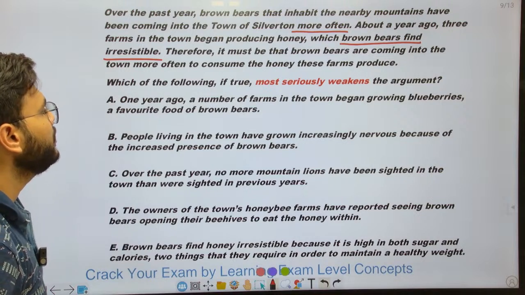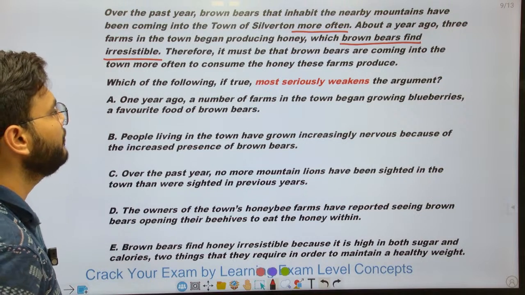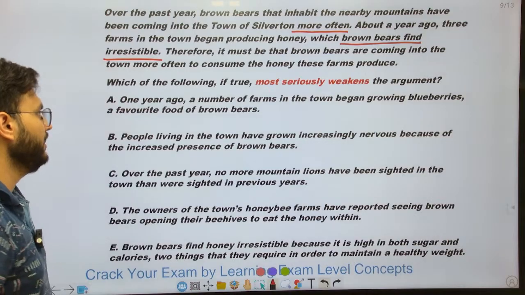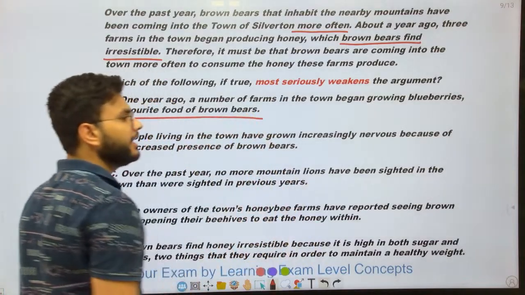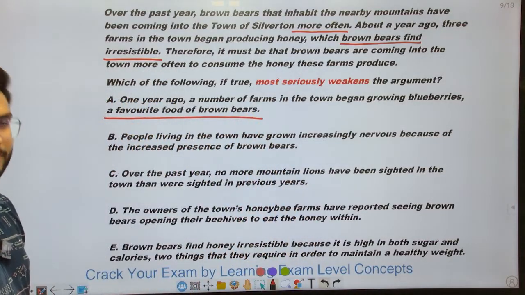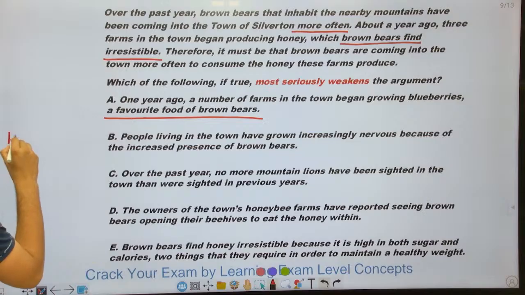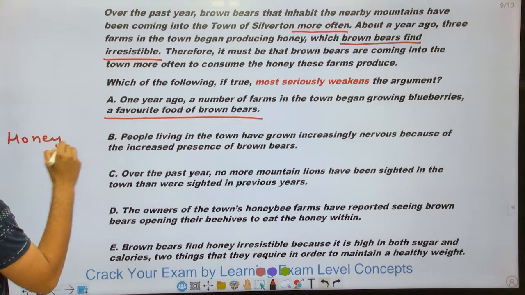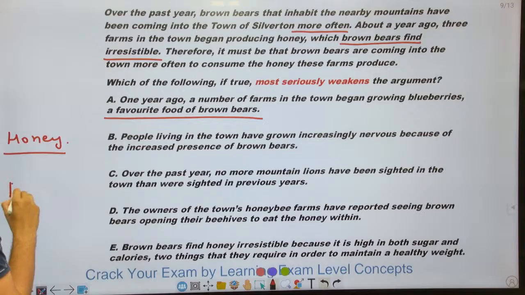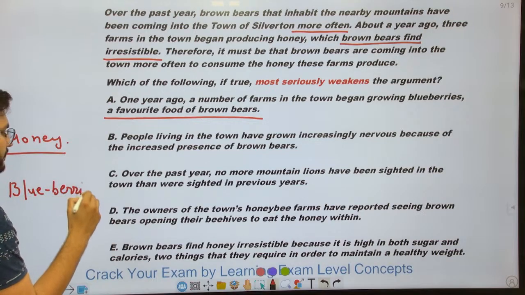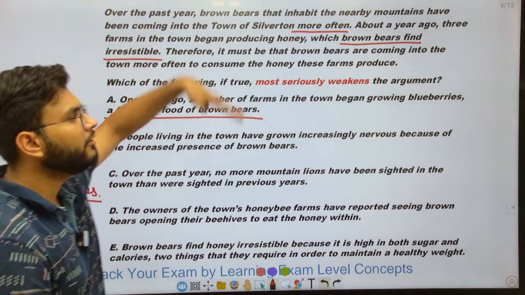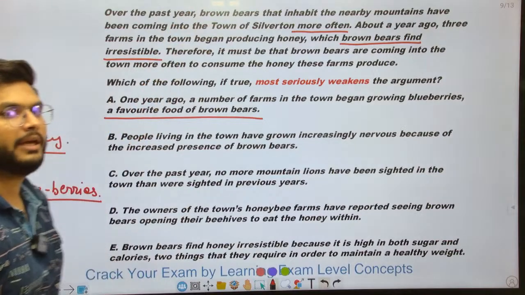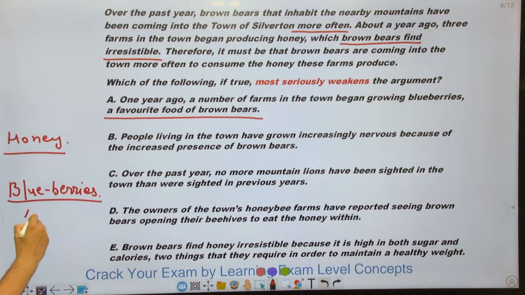One year ago, a number of farms in the town began growing blueberries. Okay, a favorite fruit of brown bears. Now look at it. It has provided me a different cause. You were thinking honey was the cause. But also in the town, there is a new factor, which is blueberries. Now think, you can see nowhere in the passage is blueberry mentioned. It means this is new information.